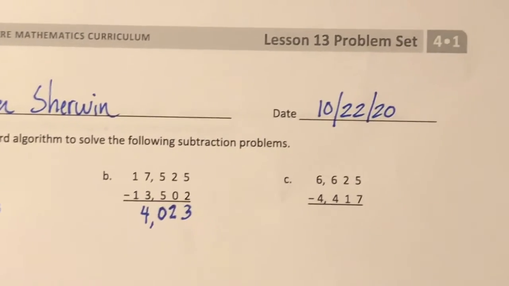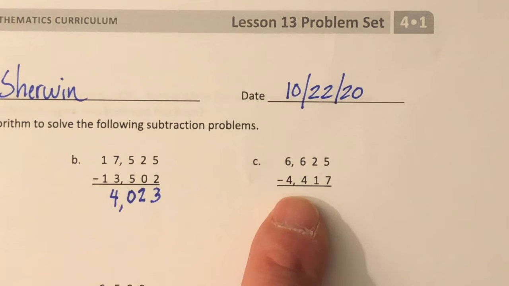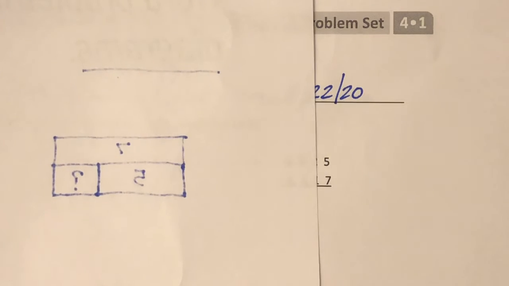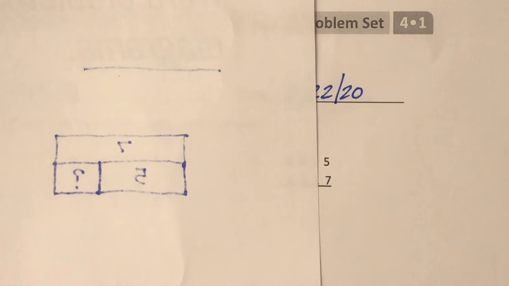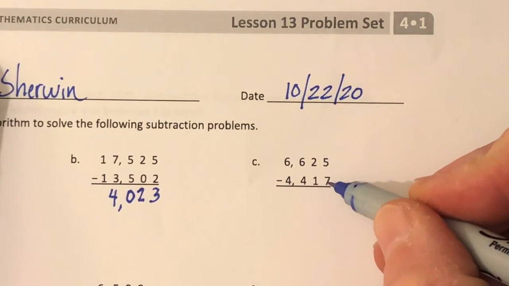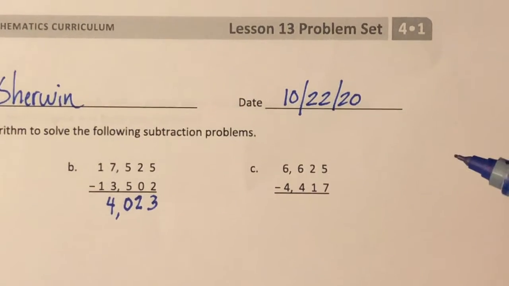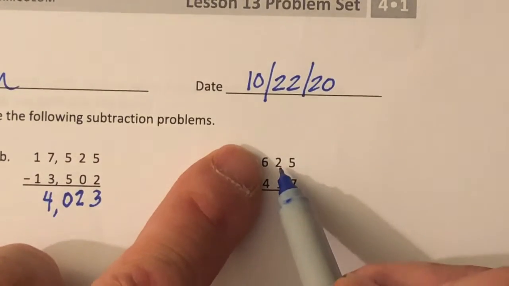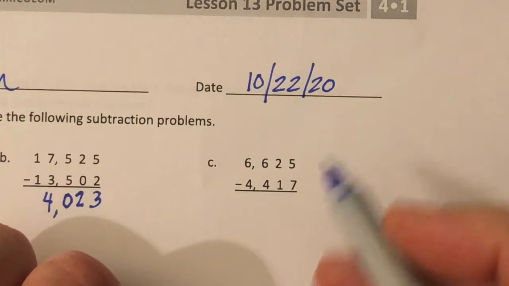All right, let's get this one here. And this one, I see that we have to regroup. Right off the bat, I can see that the ones place is a 5 minus 7. So I'm gonna have to regroup here because I can't take 7 from only 5, okay? What I need to do, it's a standard way of doing this, is I need to go to the tens place, the number right next door. Can I borrow 1 from 2? The answer is yeah, I can.